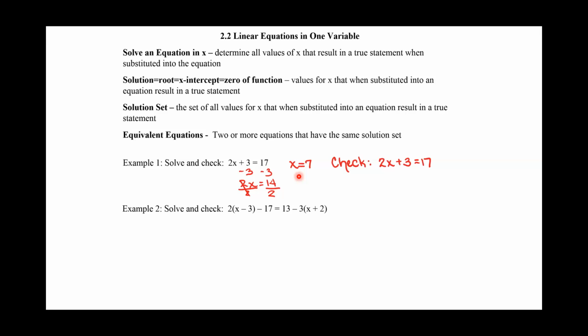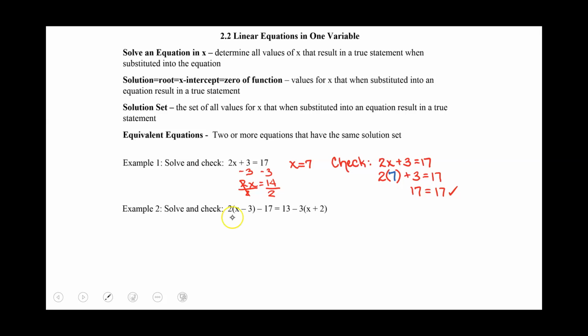Then you can always plug your answer back into an equation to check it to see if your answer is correct. So if we take that 7 and we put it back in the place of x, you can see that the left side is going to equal the right side. All right, let's try another one of those. This one's a little more elaborate.